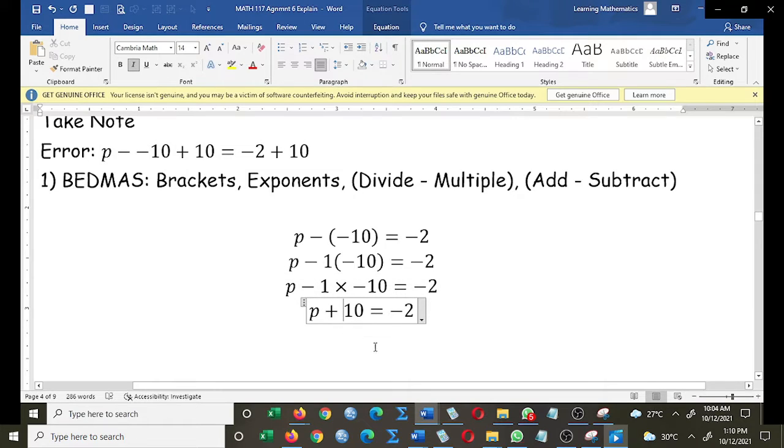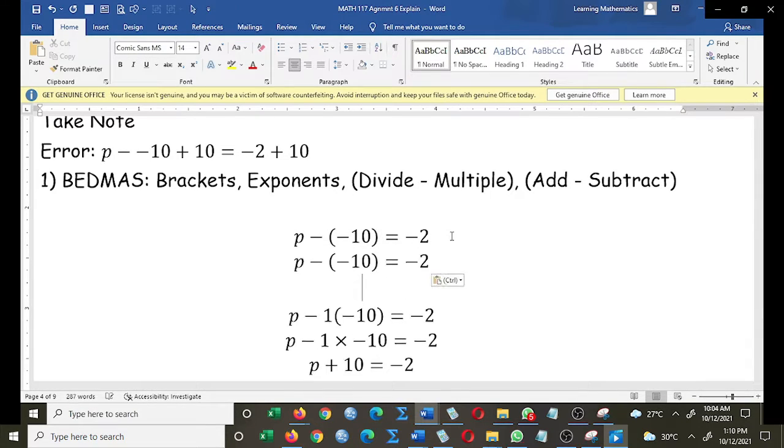Sir, why is P minus 1? Okay, why is P minus 1? Very, very good question. Let me repeat that again. Look at it. I've done that before. I'm going to do it again.